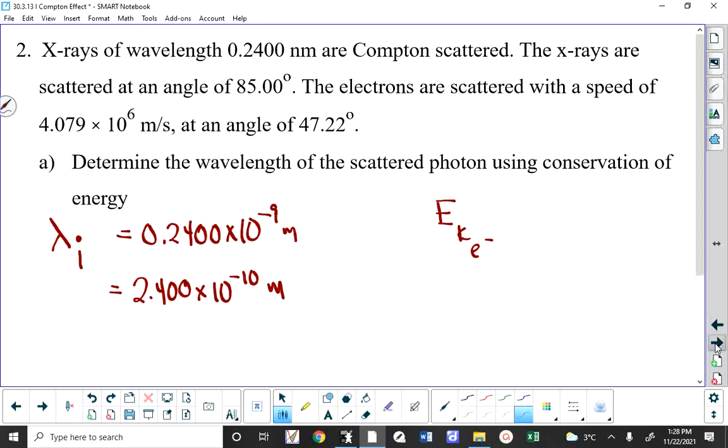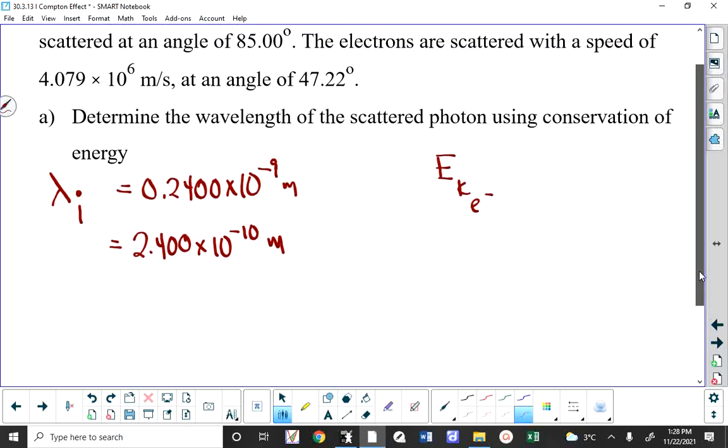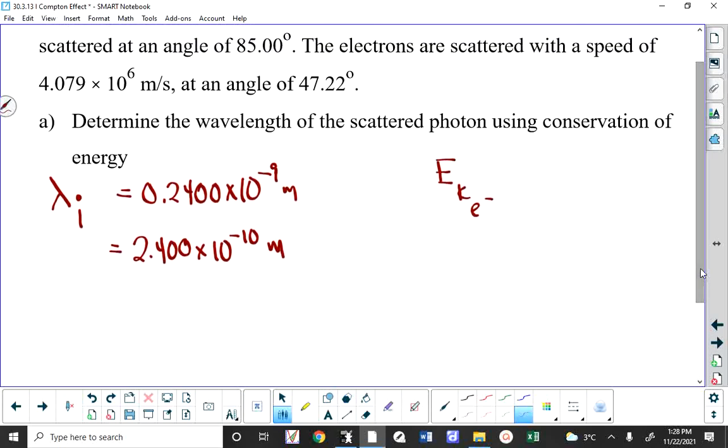So in reality, I don't care what this is. What I care about is what this is. I want to know the energy of the photon before. And I don't really care how fast the electrons are moving afterwards. I care about their energy afterwards. These are two things we need to know to delve into this problem and solve it, or answer any questions about this situation.